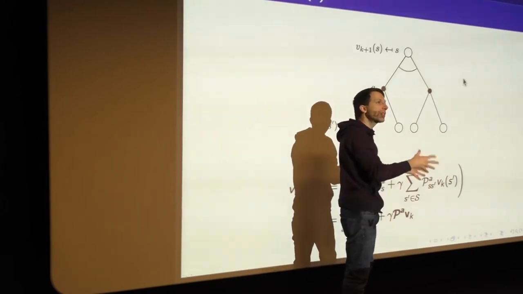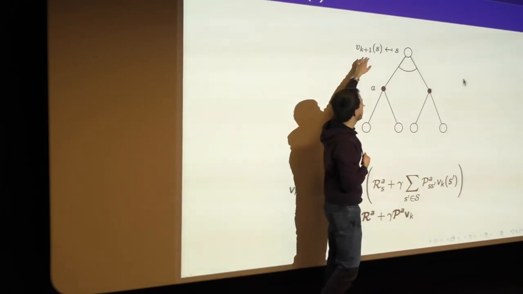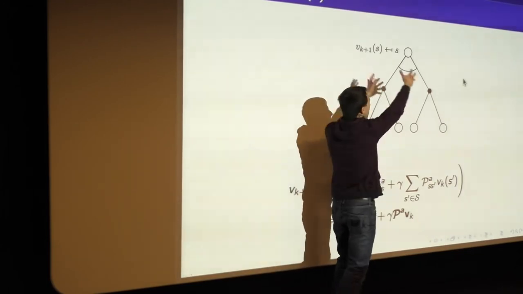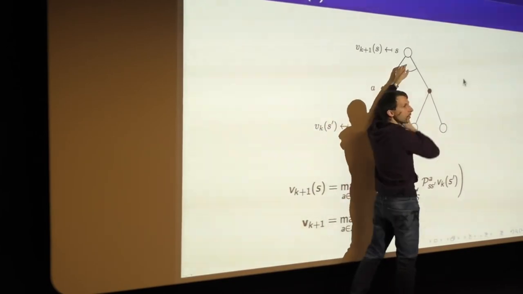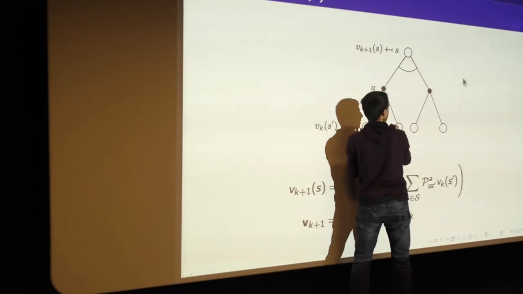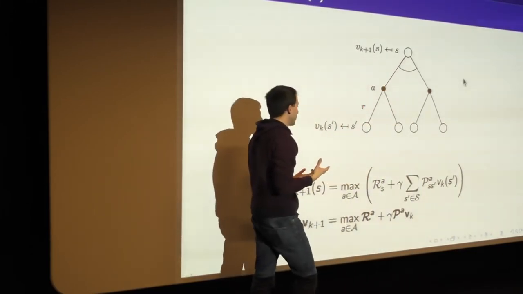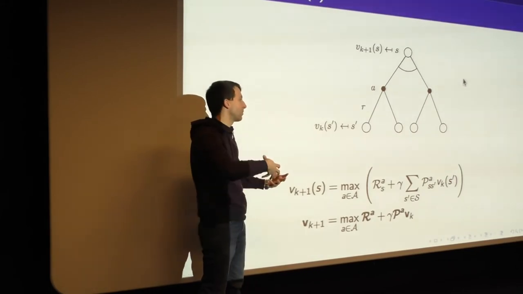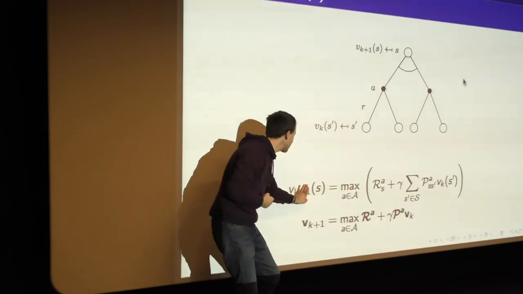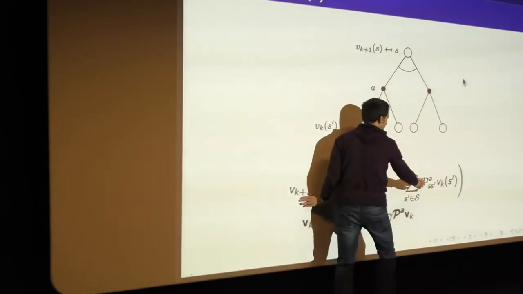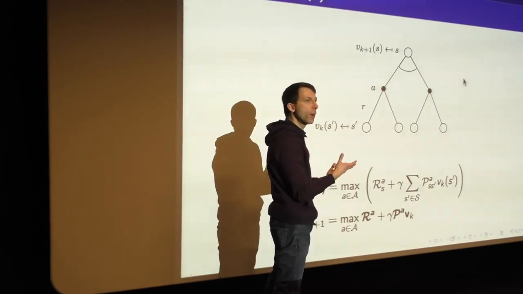And then we do that for all states. Every state gets a turn to be the root, and we figure out our new value function vk plus 1. Then we iterate: we plug vk plus 1 in at the leaves, figure out the next iteration, and pass it all the way back up again. What we're doing here is taking our Bellman optimality equation and turning it into an iterative update. If we didn't have the iteration, and this was just V equal to V, this would be the Bellman optimality equation.